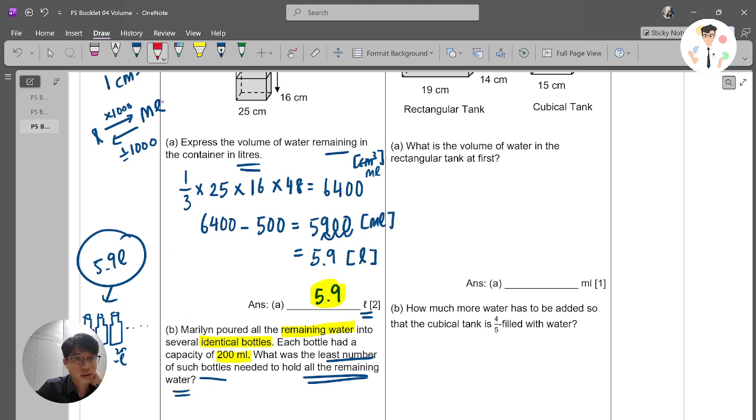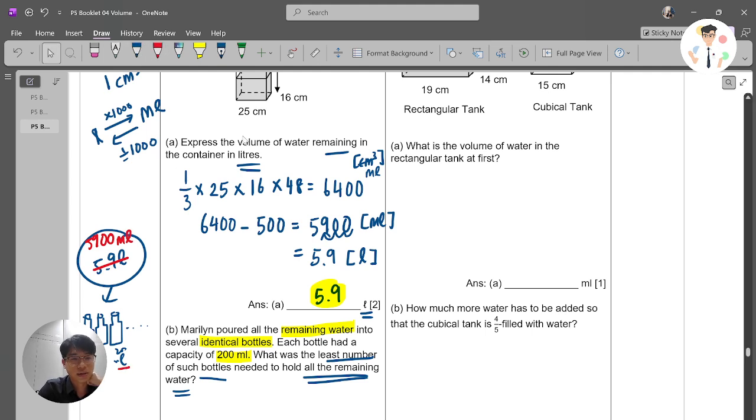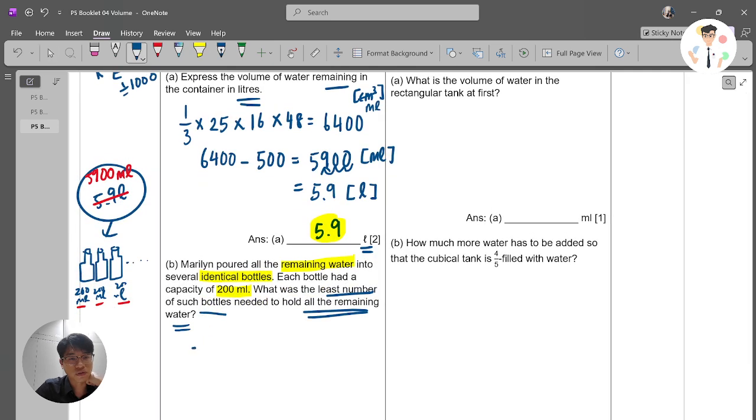Of course, I will not use 5.9 here. I will use 5900 ml. Why? Because all of them are using ml, so that will be much easier. If I want to find how many bottles I need to use, 5900 divided by 200. Press on the calculator and you should get 29.5. But teacher, what does this mean? It means that I have 29 of these bottles, but the last bottle will be half, 0.5.